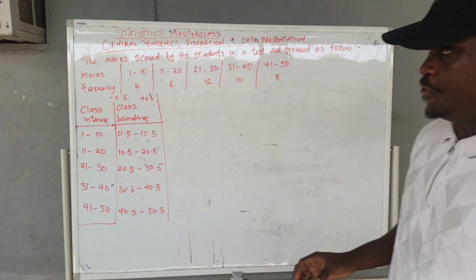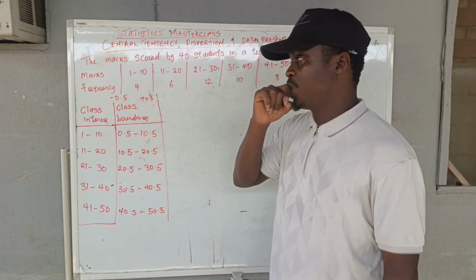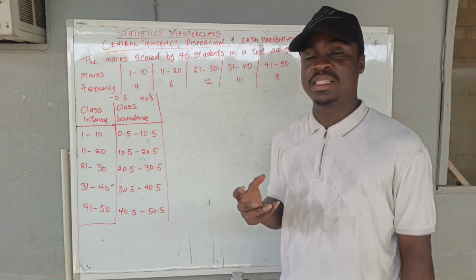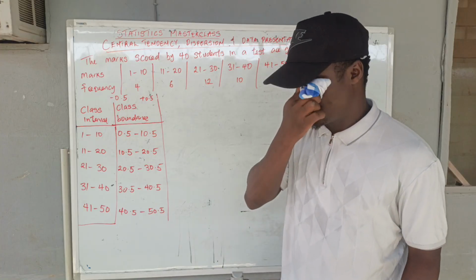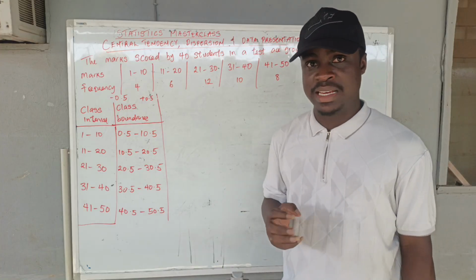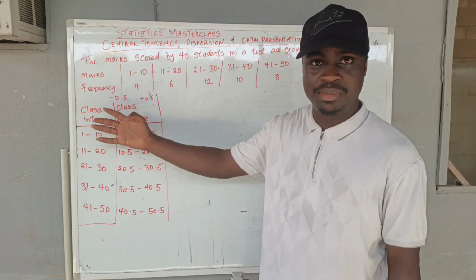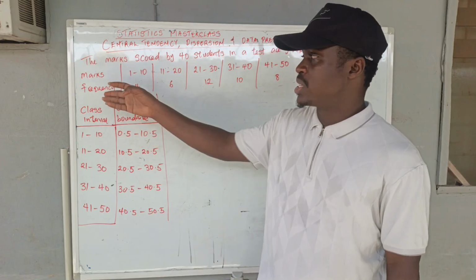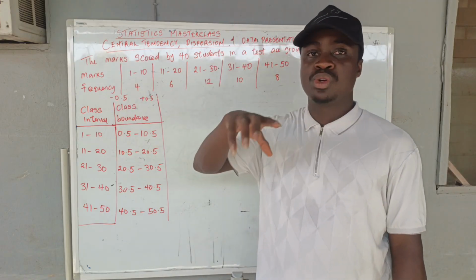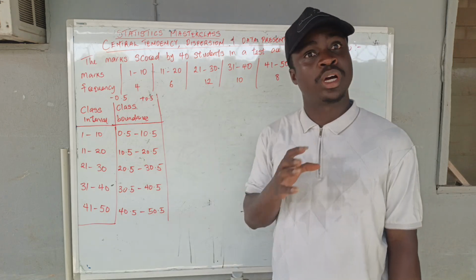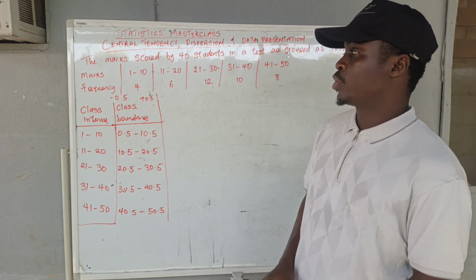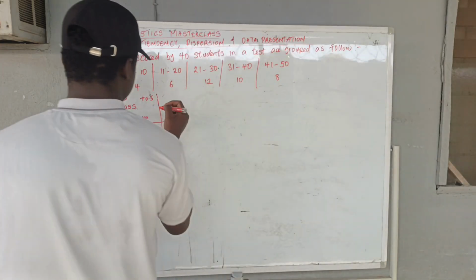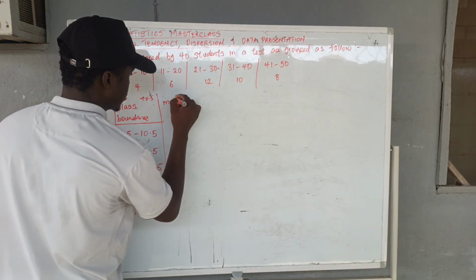Now, if you have a class interval and a class boundary, you must definitely have a midpoint. The midpoint is usually represented as x. And the frequency is represented as f. All these terms have their own meaning, and you are going to realize the meaning of all these words in the video when the time comes. Now, we have our midpoint.